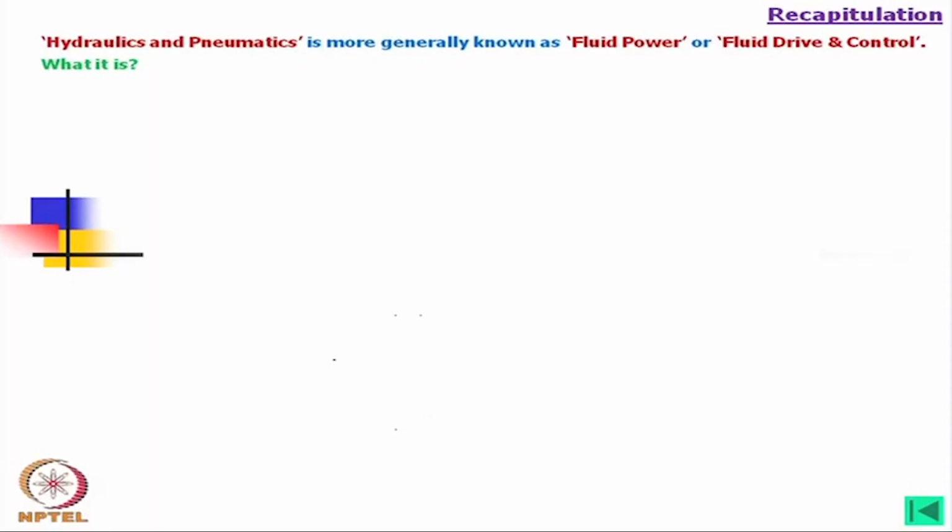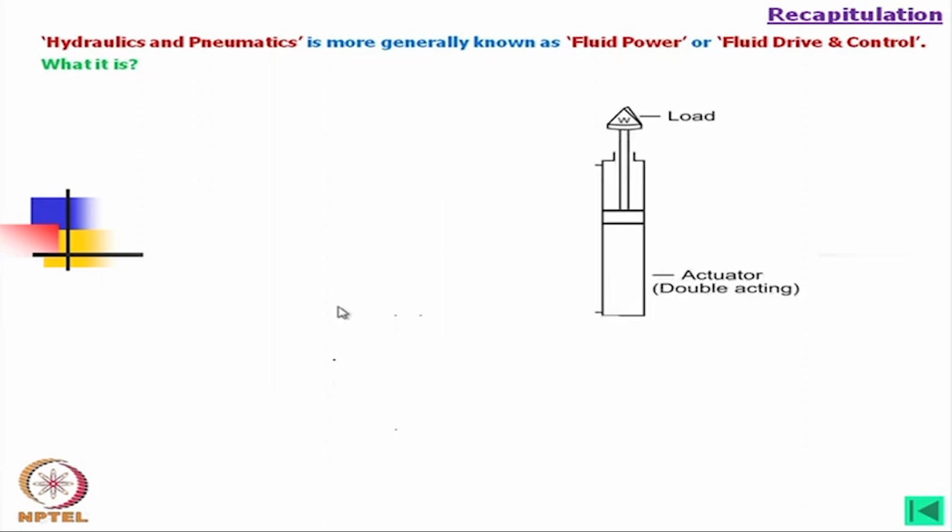Now, with that I would like to tell you what is hydraulics and pneumatics, more generally known as fluid power. We call this subject fluid power, which basically should be fluid drive and control. Now, what is it? Let us consider an actuator. You must have seen that actuator. In that actuator, it is basically a cylinder and a piston, and there is a load. This load is to be moved by this actuation system.